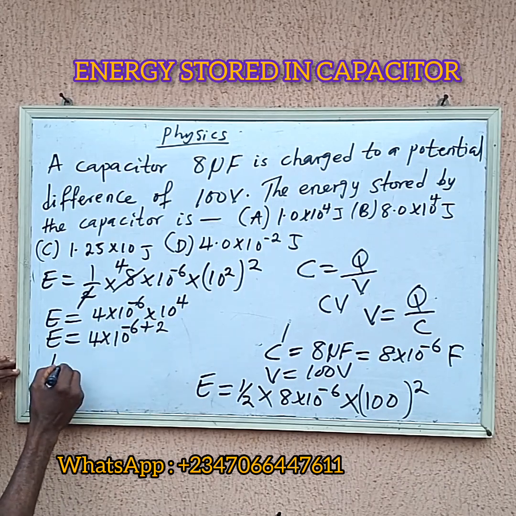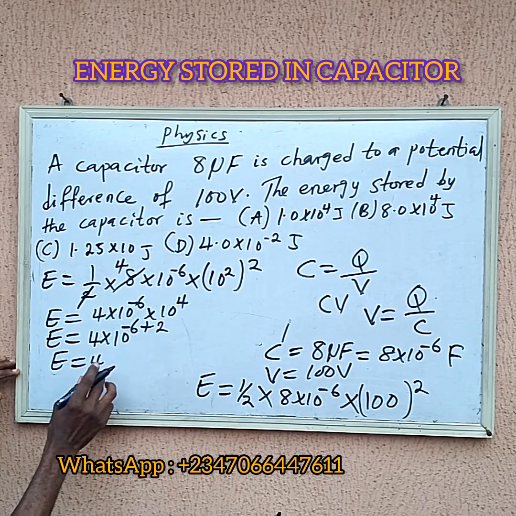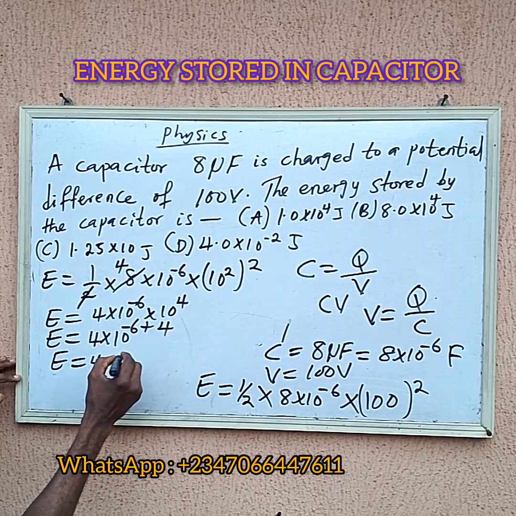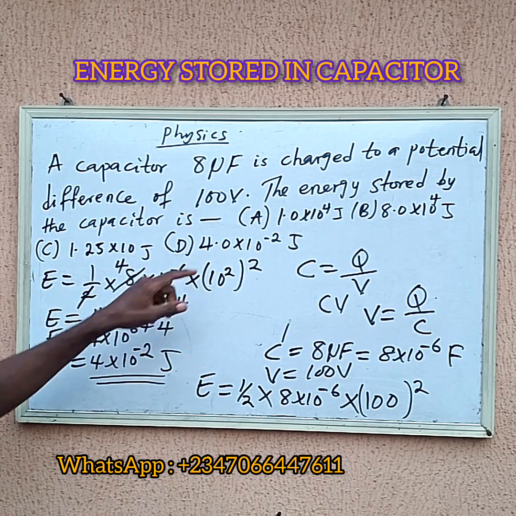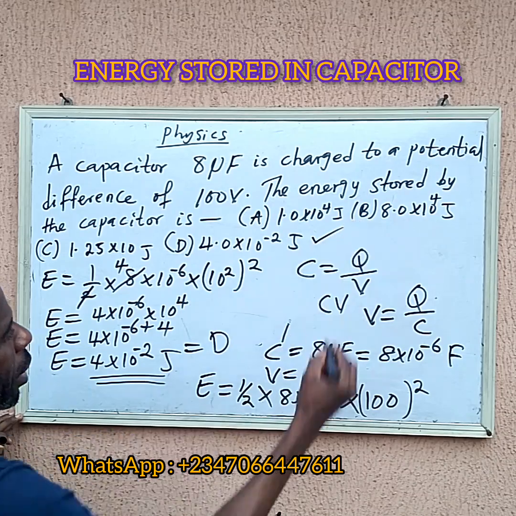So at the end of the day, the energy stored is 4, and negative 6 plus 4, sorry, this is plus 4, not 2, so it's going to give us 4 times 10 raised to the power negative 2. Then you know that, of course, it is in joules. So let us check if the answer is in the options. Look, the answer is D. So the correct answer is D. That is the answer.